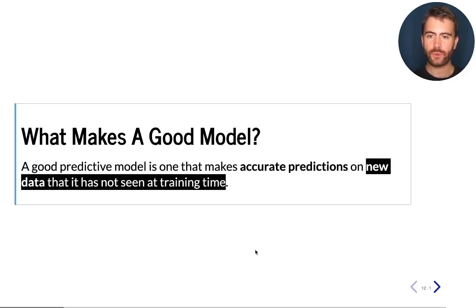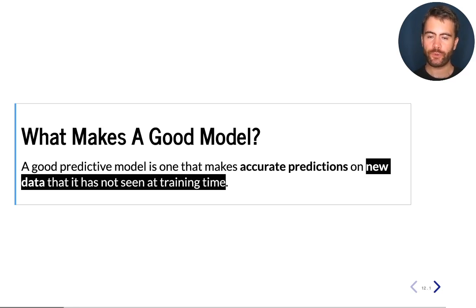Ultimately, our goal is to take our predictive model and to put it in the real world. We want to productionize it as part of some system. We want to deploy it. And then once the model is deployed, it will observe new data points, new inputs. And we want the model to be accurate on those predictions that it has not seen at training time.